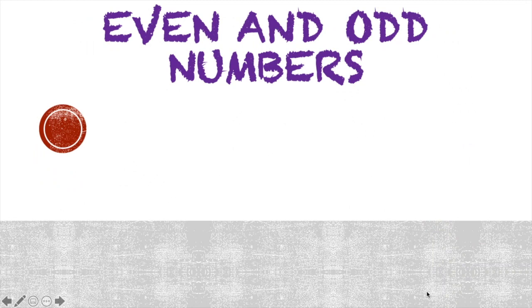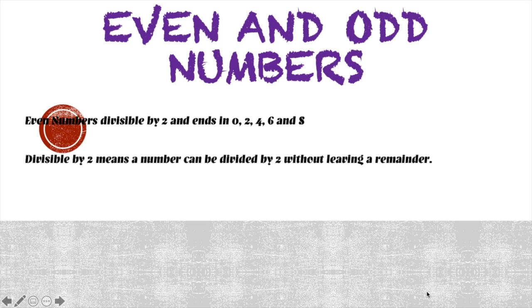The first type of number I'd like to talk about are what we call even numbers. Even numbers are numbers that are divisible by 2 and end in a 0, a 2, a 4, a 6, or an 8. When we say that a number is divisible by 2, we mean that the number can be divided by 2 without leaving a remainder. Some examples of even numbers are the numbers 12, 36, or 470.